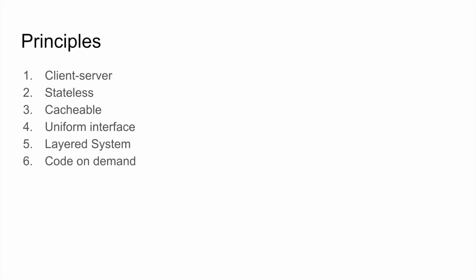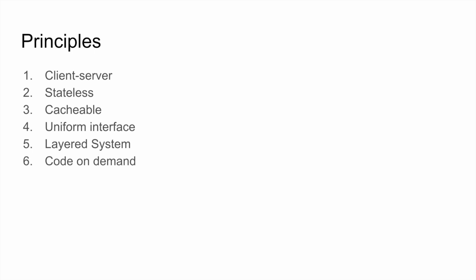Third is cacheable. Cache constraints require that the data within a response to a request be implicitly or explicitly labeled as cacheable or non-cacheable. If a response is cacheable, then a client cache is given the right to reuse the response data for later equivalent requests. The fourth is uniform interface.